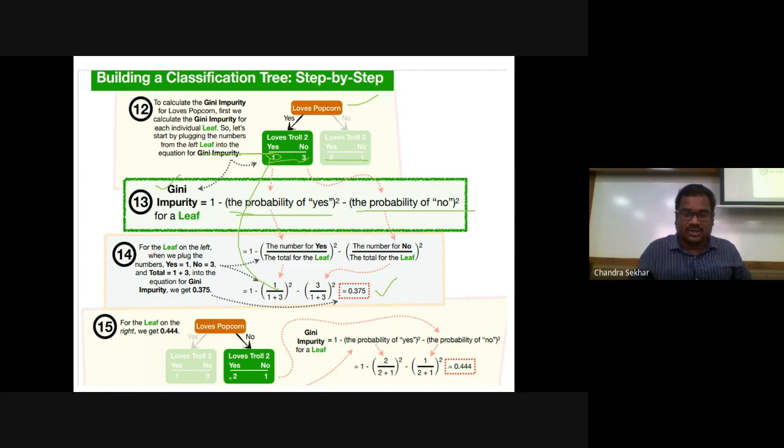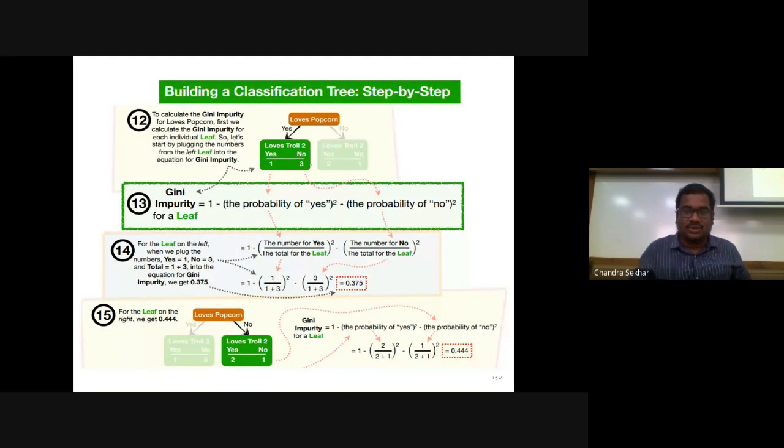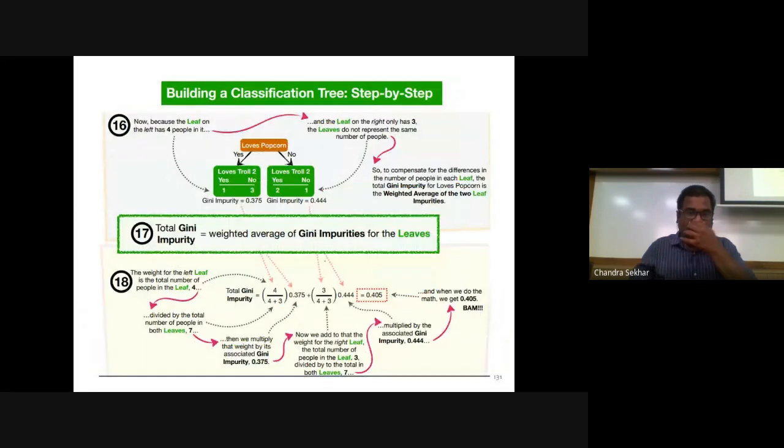For this node also, 1 minus yes, 2 by 2 plus 1 whole square, minus 1 by 2 plus 1 whole square, which is equal to 0.44. Which is more impure? The second one. This one is more impure. This is somewhat okay. Now go to this one, and we got the values 0.375 and 0.44.